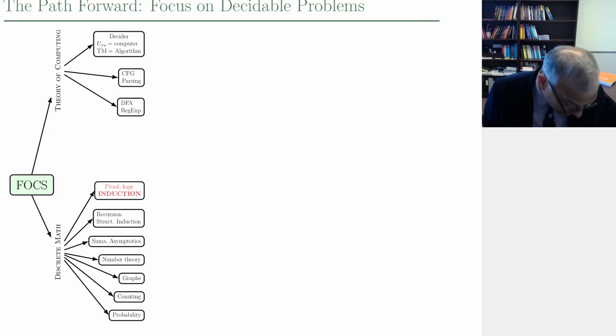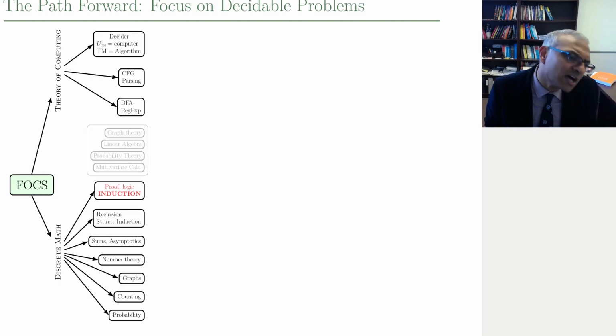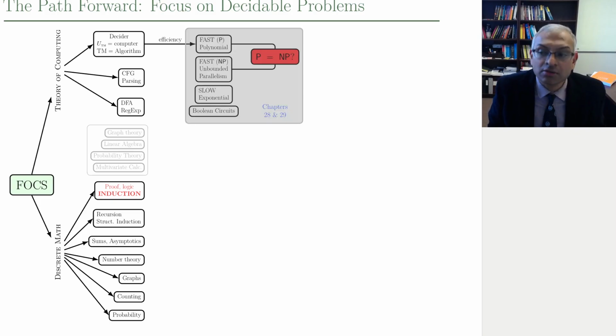Now, in discrete math, we talked about a lot of stuff. We talked about proof techniques, recursion, sums, number theory, graphs, counting, probability. So that's basic discrete math, and we use some of that in the theory of computing. There is other math, like graph theory, linear algebra, probability theory, multivariate calculus. There's a whole bunch of math that's useful in computer science. Now that we have all that, math and the theory of computing, where can we go from the theory of computing?